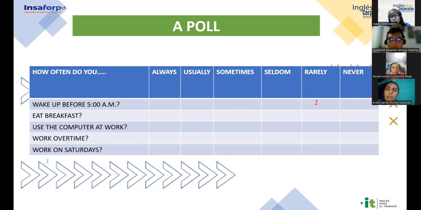I wake up. Remember, you say I, then you say your person, the frequency adverb, and then the activity. Okay, why over 43 a.m.? Why?